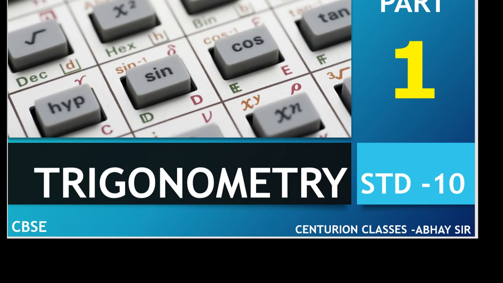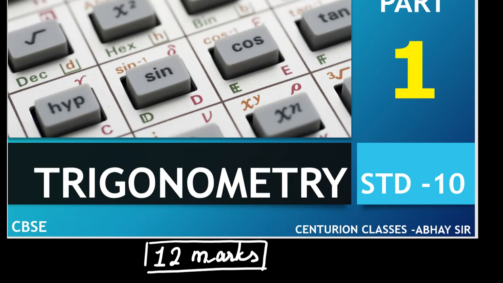In board examination, this chapter is almost of 12 marks. So this is one of the most important chapters you can say of 10th standard. Trigonometry, and then we have height and distance. Okay, so total 12 marks. So make sure that you pay attention and try to clear your concepts.